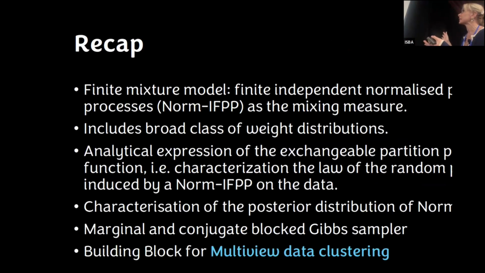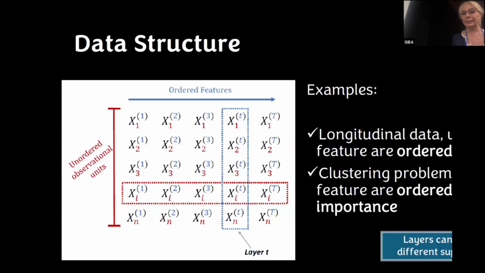So as I said, this is just a recap. I think we have shown that this link between the finite parametric and non-parametric approach allows us, first of all, to specify a large class of priors for finite mixture models with random number of components. It also allows us to devise very efficient MCMC schemes for posterior inference. And now this type of construction will be the building block of the main focus of this talk, which is multiview data clustering.